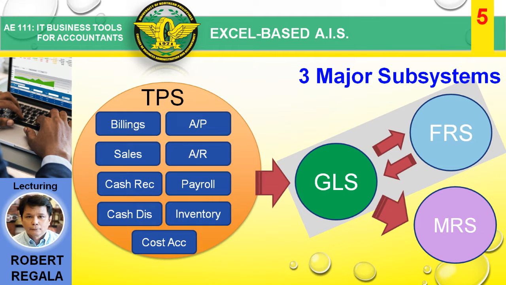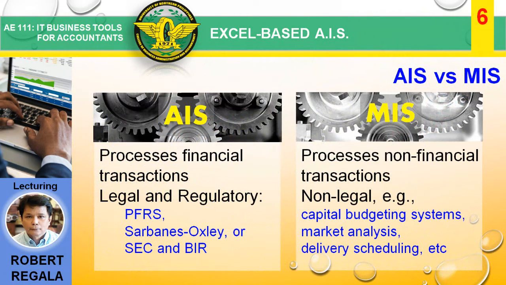And three, the Management Reporting System, or MRS, which provides internal management with special purpose financial reports and information needed for decision making, such as budgets, variance reports, which is a comparison of the budget and the actual spending, and responsibility reports. In your other subjects, you must have heard of the Management Information System, or MIS.